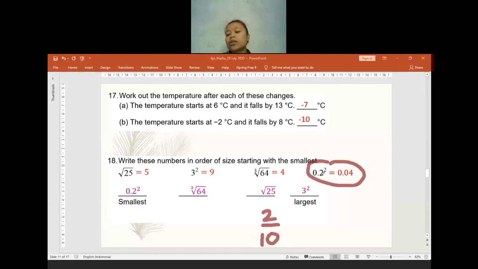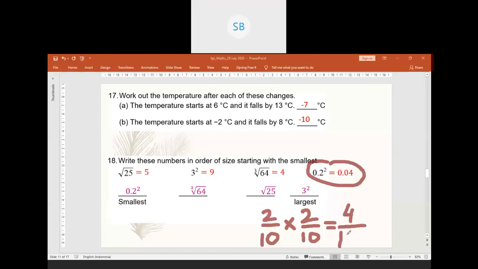And then 0.2 squared means 0.2 times 0.2. So I can write it down as 2 by 10 times 2 by 10. 2 times 2 is equal to 4. 10 times 10 is equal to 100. 4 per 100, the answer is 0.04, not 0.4. That's why for 0.2 squared, it will be 0.04.